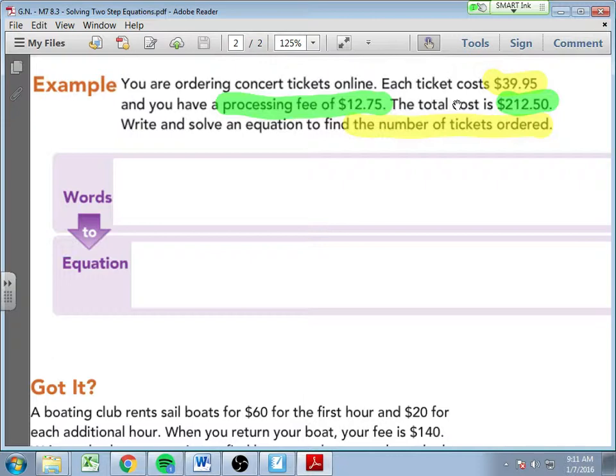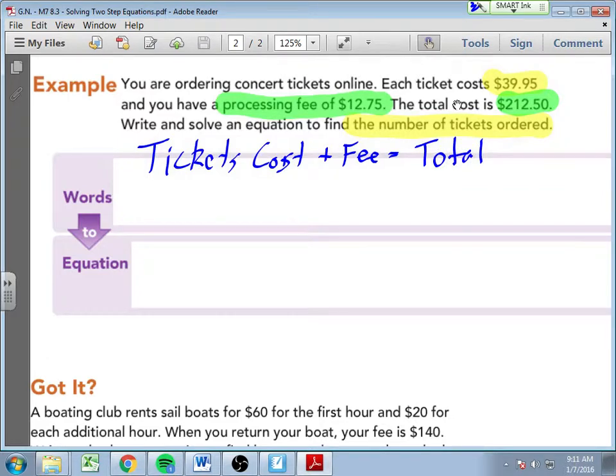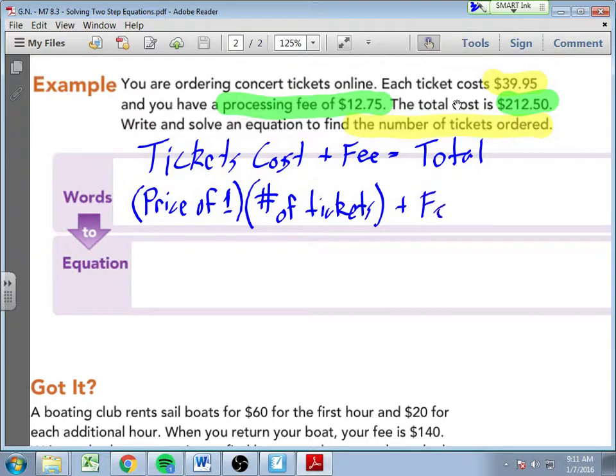So did you write out the verbal part of this equation? What you should have is the cost of the tickets plus the fee equals the total that you spent, right? You have that on your paper? But then the cost of the tickets gets broken down. We know the price per ticket. So I'll say price of 1, and then the price of 1 ticket is going to be multiplied by the number of tickets. You can always use hashtag, that actually means number. Plus our fee equals our total.